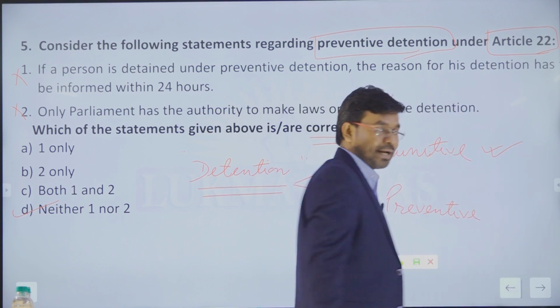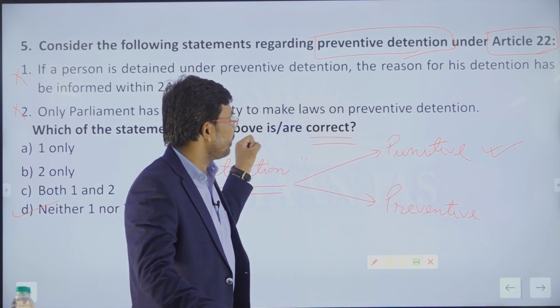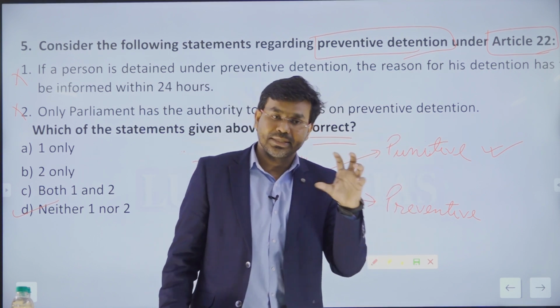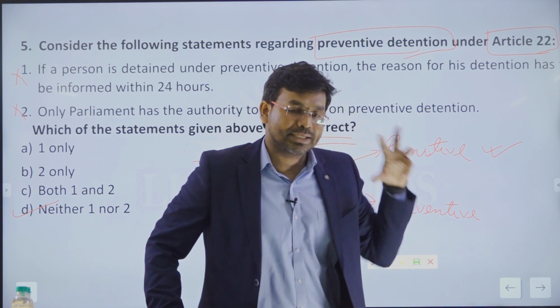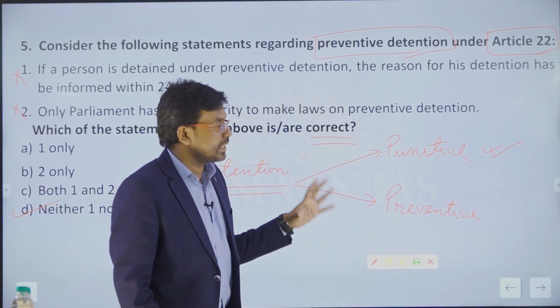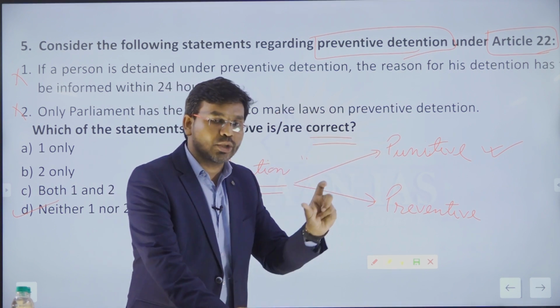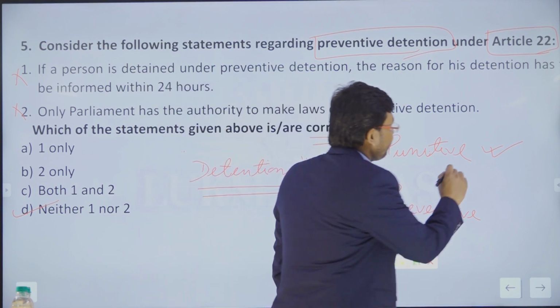In case of preventive detention, if someone is taken into custody by the police officials, right, then the police officials or the authority should inform the person within 24 hours.